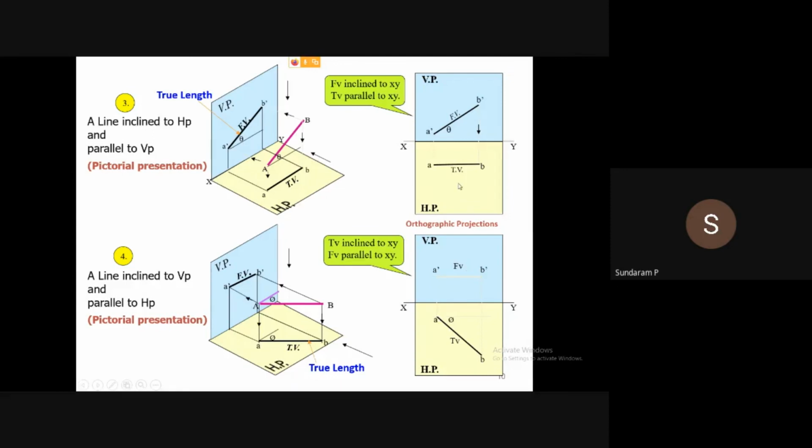So here you need to show the difference. When the object is inclined to your horizontal plane, the front view shows the true length and the top view shows the shortened length. When an object is inclined to the vertical plane, it may be a line, a solid or any machine component. If you look at the front view, we get the shortened length, but only the top view gives the true length.